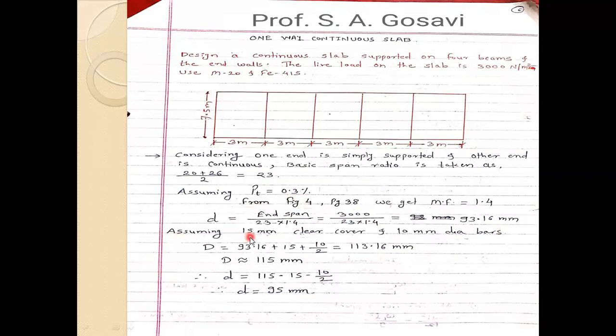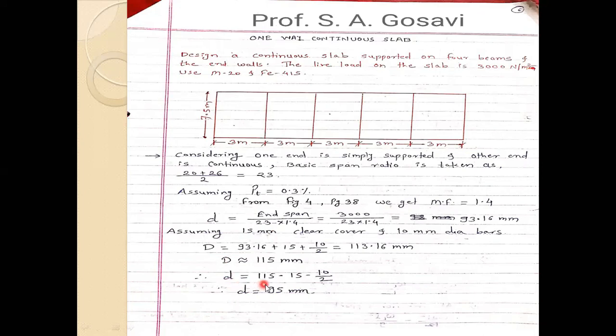Assuming 15 mm clear cover and a 10 mm bar diameter, you can calculate the overall depth. The overall depth D is equal to effective depth plus clear cover plus half of the bar diameter. So the overall depth is 113.16. We round up this value, and it comes out to be 115 mm. This is our overall depth. From this overall depth, you can calculate the effective depth.